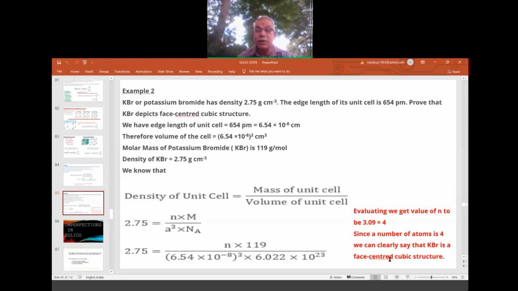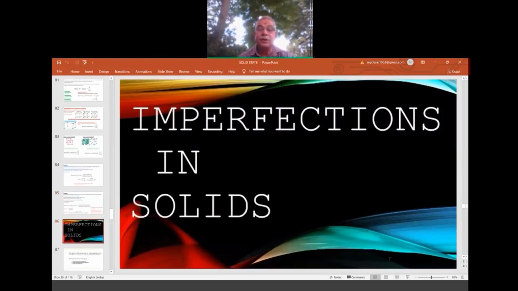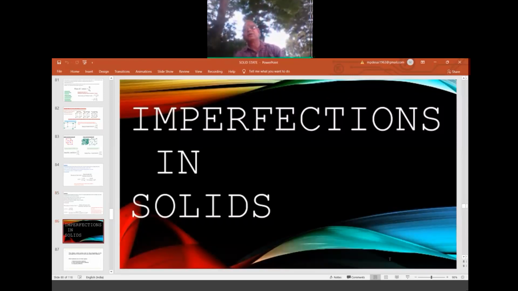Okay. Now, this is imperfections in solids. Whenever we make a solid in the laboratory by reacting certain chemicals, precipitate is formed. After the precipitate, we go for purification, and again we go for crystallization. All these techniques we follow in the laboratory. Sometimes we follow standard conditions or standard operating procedure, SOP, or sometimes in a hurry we do.